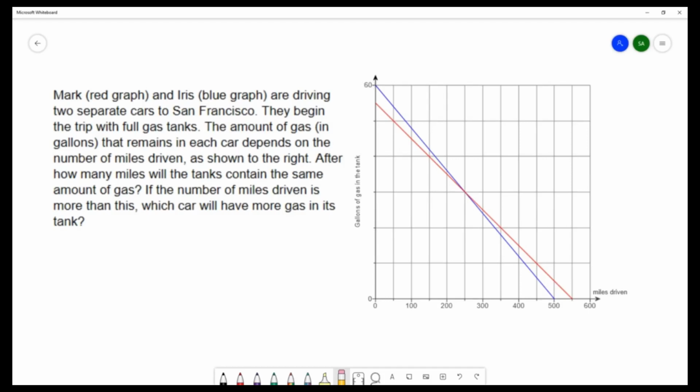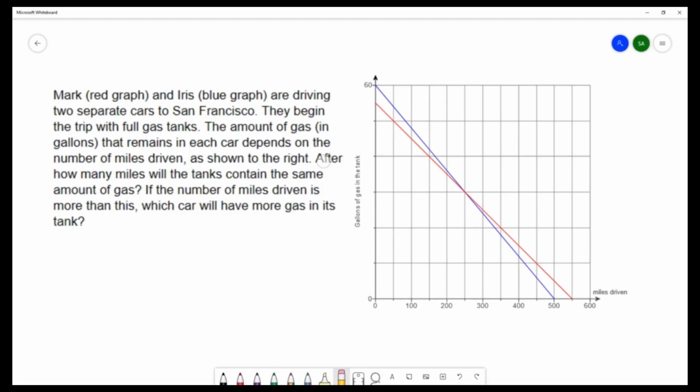So as mentioned in the instructions, Mark is the red graph and Iris is the blue graph. So here we have this line. The red line is Mark's trip, the record of Mark's trip. And in blue, we have a record of Iris's trip.